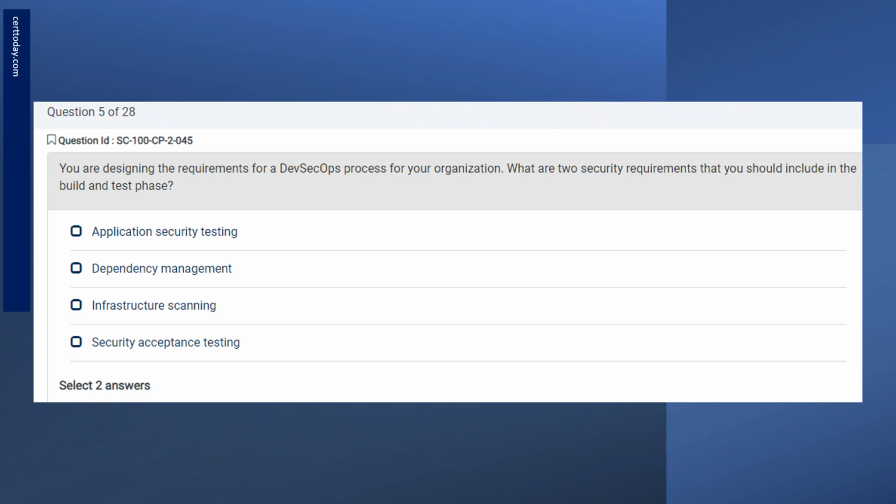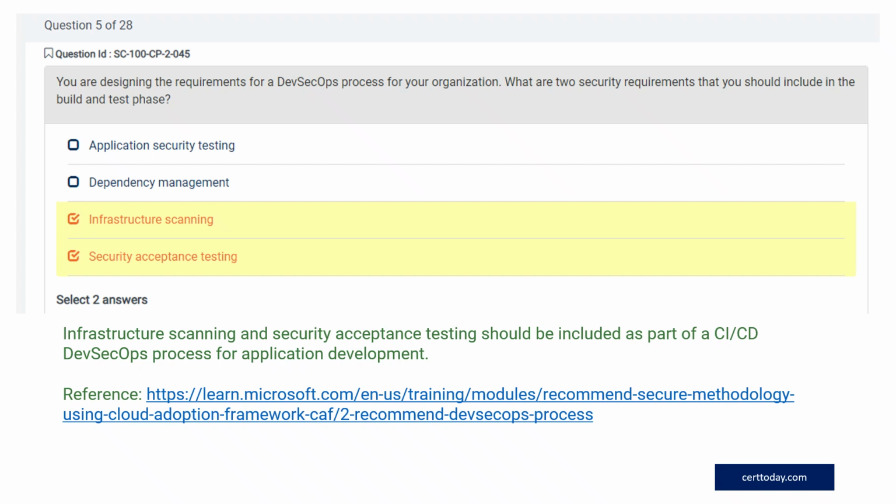Question number 5. You are designing the requirements for a DevSecOps process for your organization. What are two security requirements that you should include in the build and test phase? Correct answers are C, infrastructure scanning, and D, security acceptance testing. Infrastructure scanning and security acceptance testing should be included as part of a CI/CD DevSecOps process for application development.